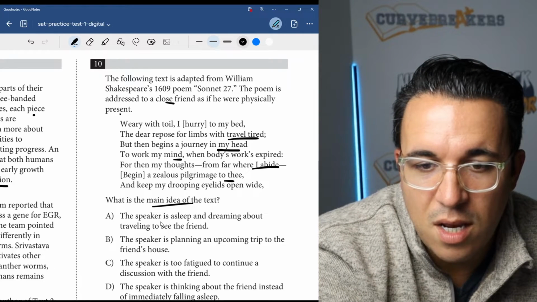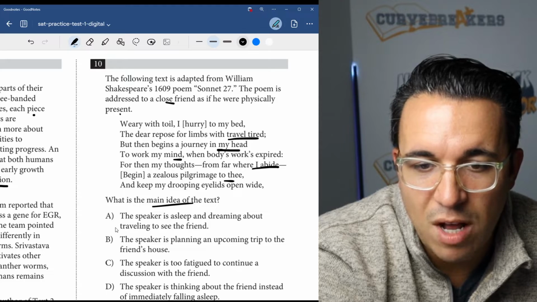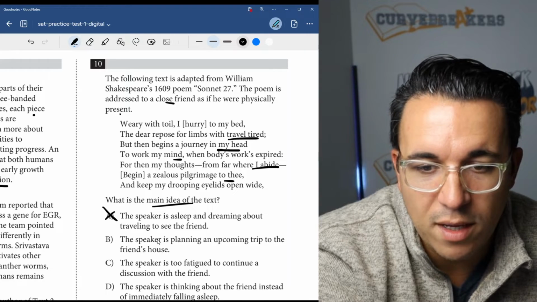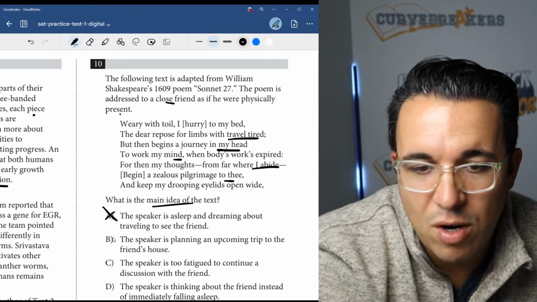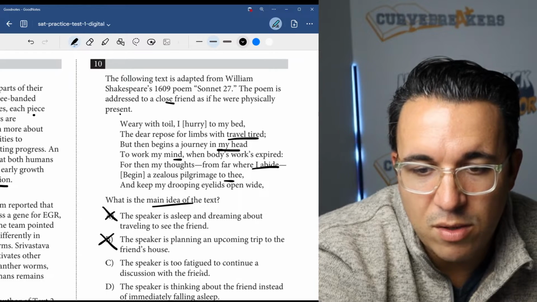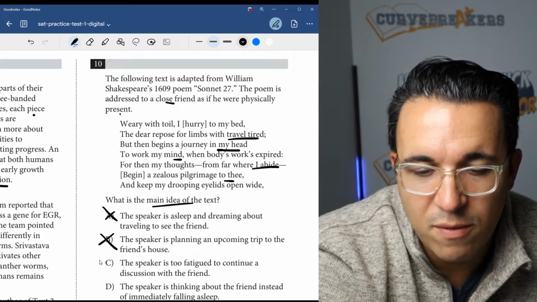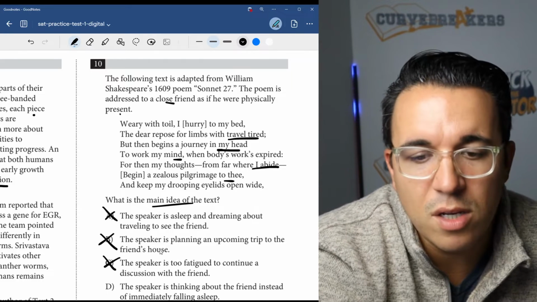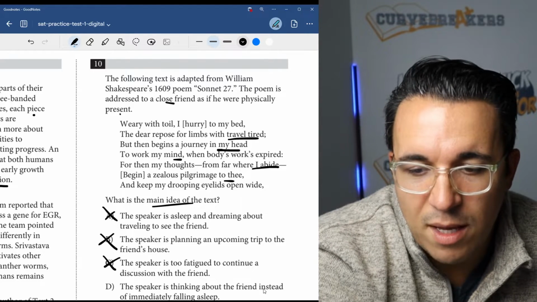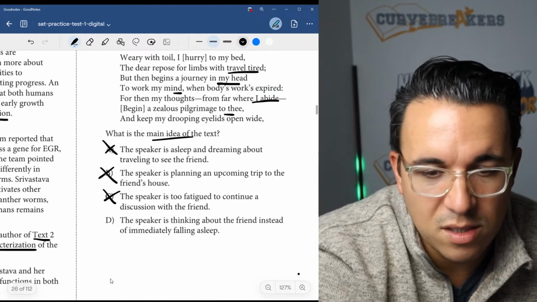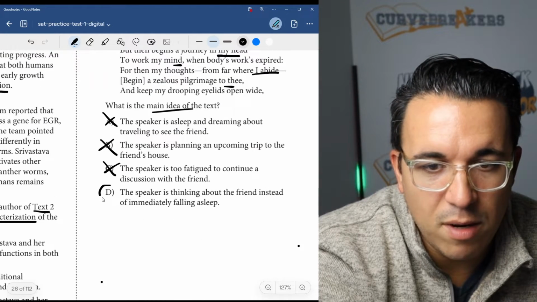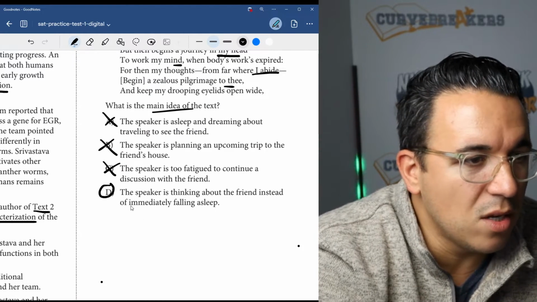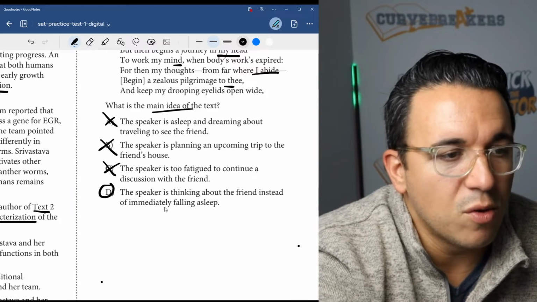What is the main idea of the text? The speaker is asleep and dreaming about traveling to see the friend. So no, they're staying awake. The speaker is planning an upcoming trip to the friend's house. No. The speaker is too fatigued to continue discussion with the friend. They're not actually talking to each other, they're just thinking about this person. D, the speaker is thinking about the friend instead of immediately falling asleep. Yep, that would probably be the correct answer. They're staying awake to continue to think about this friend, so I'm going to go with choice D.